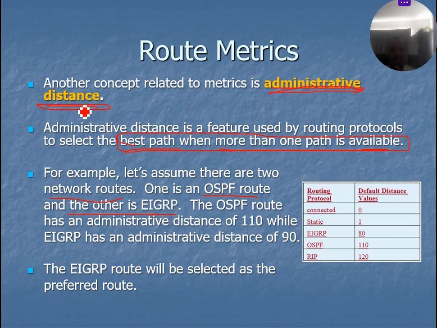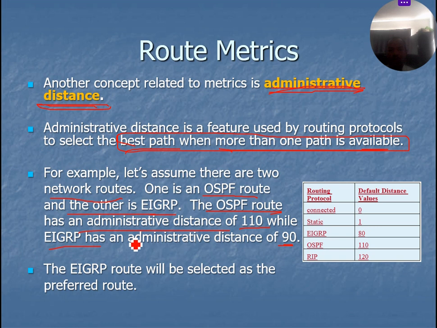That's where administrative distance comes into play. To know the path to follow, we have to look at the administrative distances. These are default values, calculated automatically by the system, by the protocol itself. Let's assume the Open Shortest Path First route has an administrative distance of 110, while the Enhanced Interior Gateway Routing Protocol has an administrative distance of 90. So which one are we going to choose?